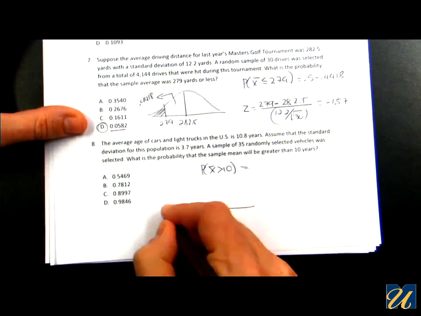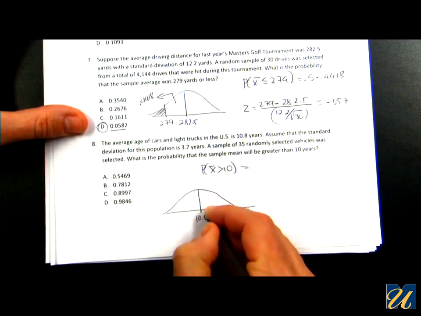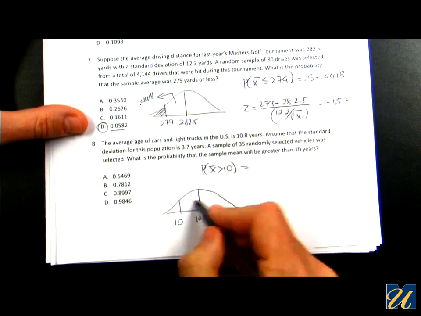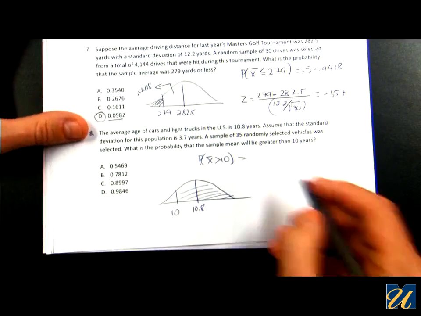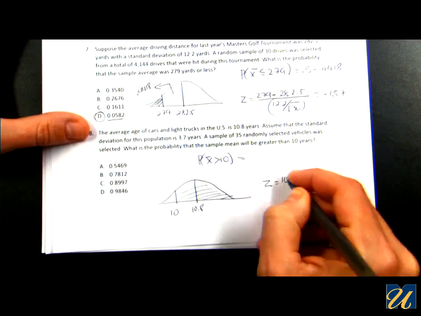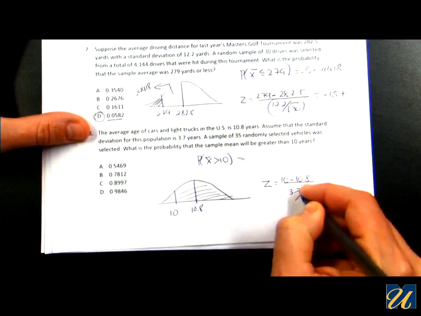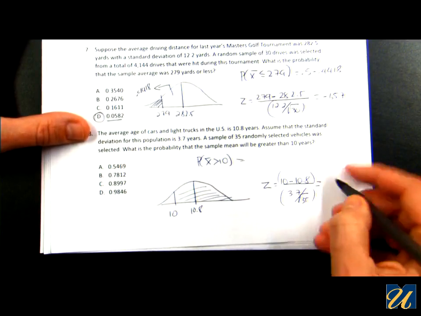We draw the normal curve. Mu x bar is equal to 10.8. 10 is to the left, greater than 10. I'm looking for the whole area to the right of 10. Calculate the z-score. 10 minus 10.8 over 3.7 divided by square root of 35. Make sure you use your parentheses once again.